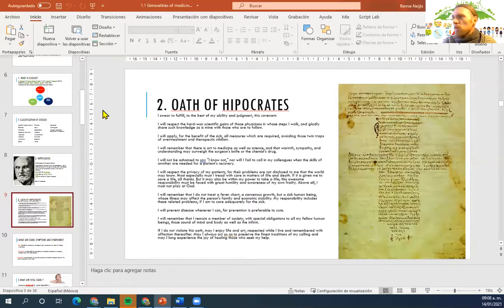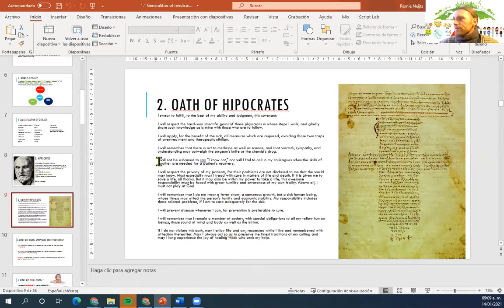I will prevent disease wherever I can, for prevention is preferable to cure. I will remember that I remain a member of society with special obligations to all my fellow human beings, those of sound mind and body as well as the infirm. If I do not violate this oath, may I enjoy life and art, respected while I live and remembered with affection thereafter. May I always act so as to preserve the finest traditions of my calling, and may I long experience the joy of healing those who seek my help.